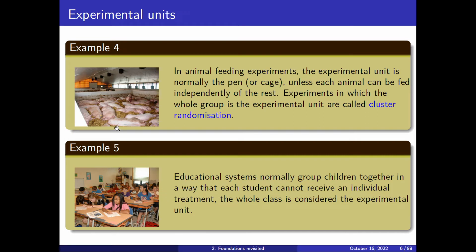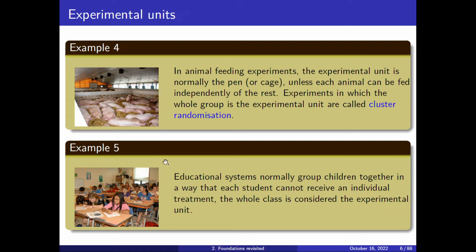There are many experiments in which the treatment is given through the food of the cage. So if you have a pen or cage, then each animal cannot be given a different treatment, but you are giving the same treatment to all the animals in the cage or in the pen. So the whole group is the experimental unit, and this is called cluster randomization. So the whole pen is randomly assigned to the treatment or not.